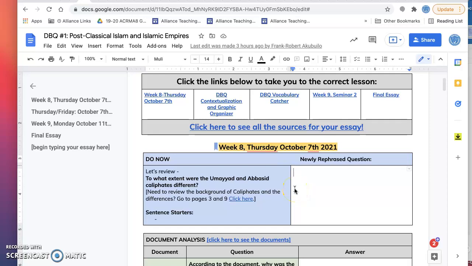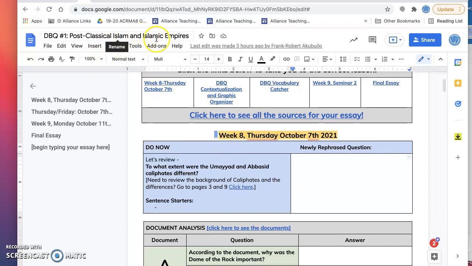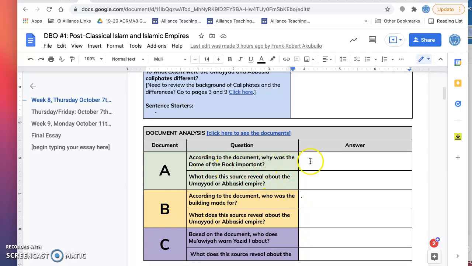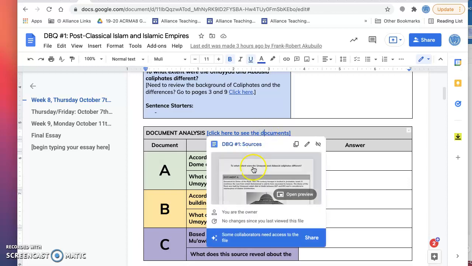Alright, so we're back and we are working on our DBQ number 1, post-classical Islam and Islamic empires. Once again, you want to rephrase your question right here. We are talking about the similarities and differences between the Umayyad and Abbasid caliphates. We want to talk about how they're similar and different. Once you go over here, you want to make sure that you are answering each question by looking at your DBQ documents.